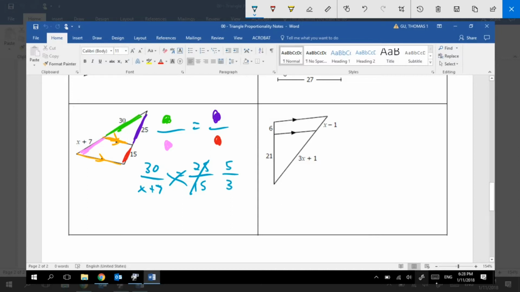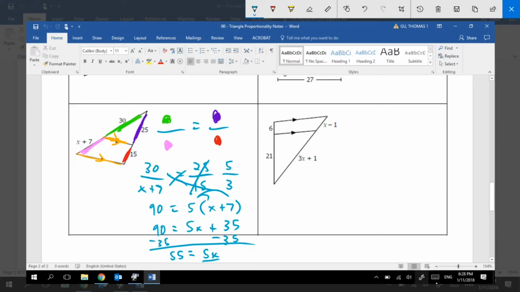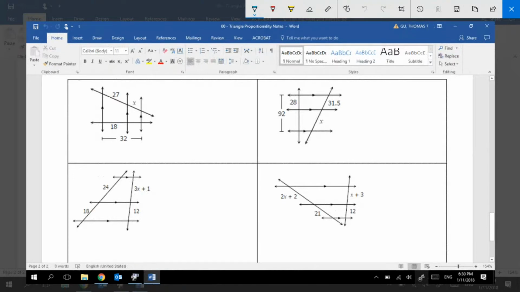So now it's 30 times 3, which is 90, equals 5 times parentheses x plus 7. Now I have to distribute. Wham. So 90 equals 5x plus 5 times 7, 35. Now I'm going to subtract 35 from both sides, and that's going to be 55 equals 5x. And you guys know the rest. Divide by 5, and then bam, 11 equals x. And we've solved for x. Perfect. Alright, next example on the docket.